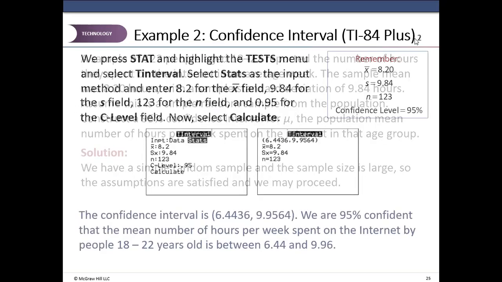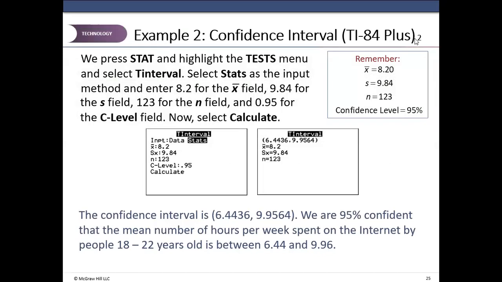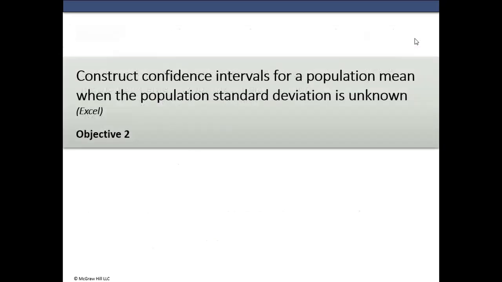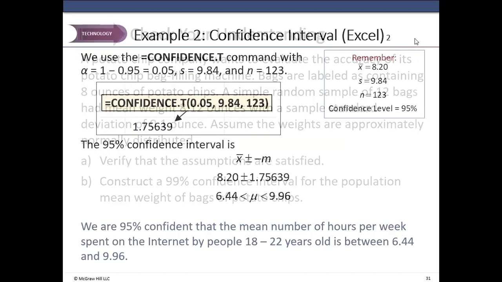So with 95% confidence, we can state that the actual population mean is between 6.44 and 9.56. Okay. And then Excel is not of interest to us.